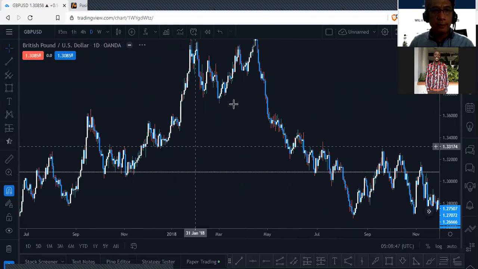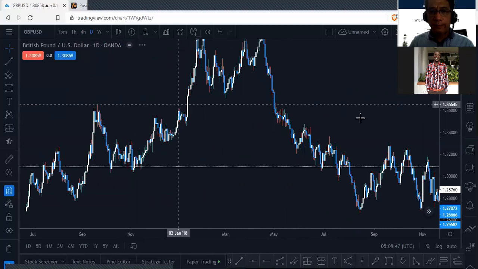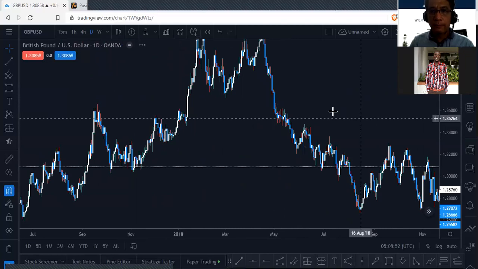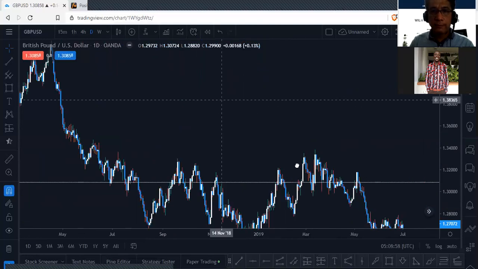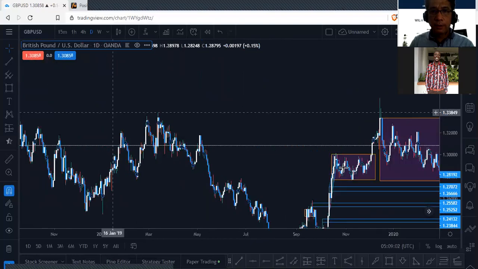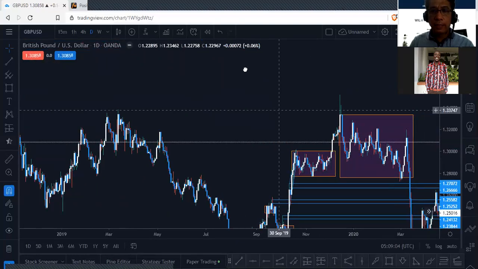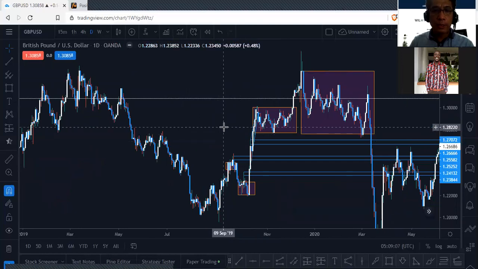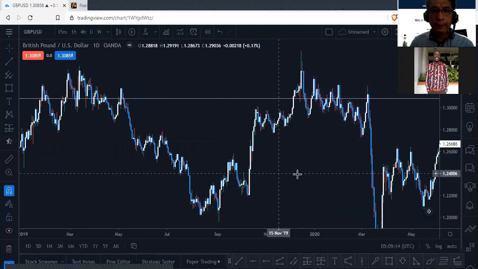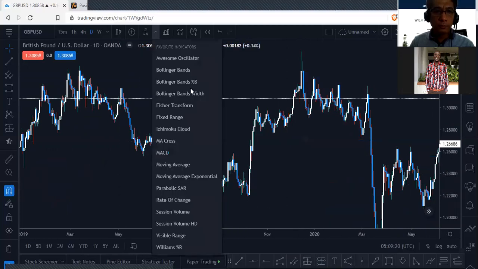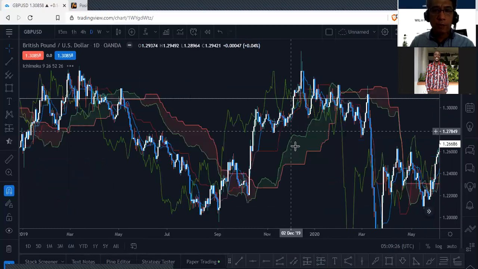It's daily. Let me go back. Where is it? Okay, it's lagging. I cannot drag it right away. Okay, yeah, so we are here. I'm going to erase all the drawings. Then let's plot Ichimoku. All right.